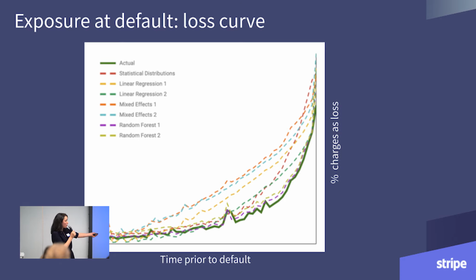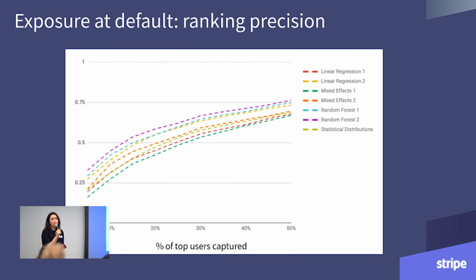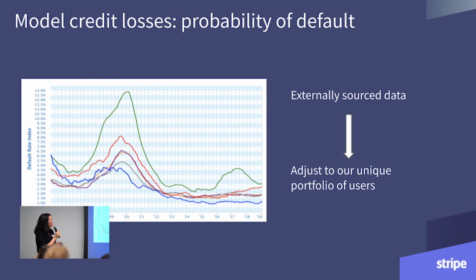The green line is the actual and the random forest is the closest to the actual. We also evaluated precision for ranking merchants by predicting which will be the largest losses. And here we found that random forest also performs the best. So we went with this model and implemented it into production.